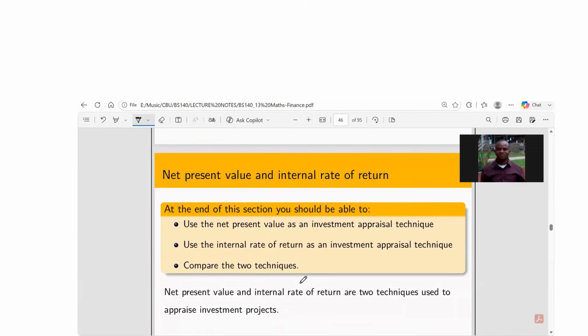The next part of our lecture is to look at the net present value and internal rate of return. Now, what are we going to learn here in this lecture? Well, at the end of this section, you should be able to use the net present value as an investment appraisal technique, meaning that you should be able to help the manager to decide which project is more viable when you're given several projects or two of them.